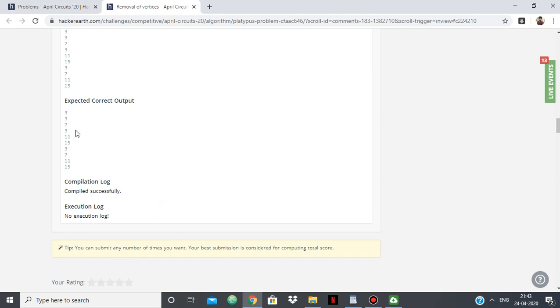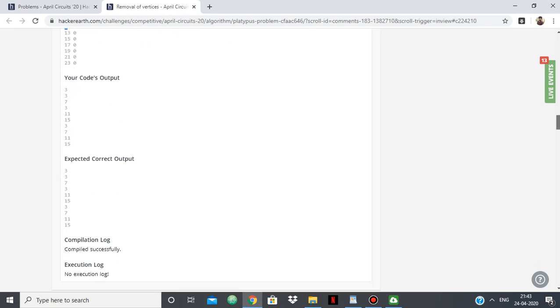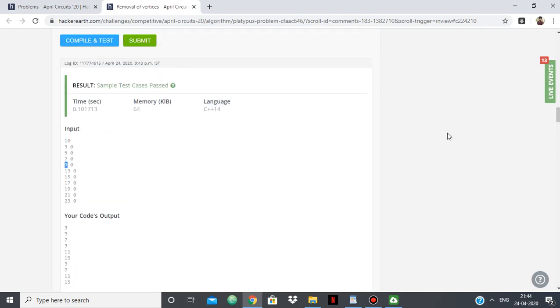So here it is starting from 3, and at every power of 2 plus 1. For example, 4 plus 1 is 5, it becomes 3 again. And 8 plus 1, 9, it becomes 3 again. Then again it follows the pattern 3, 7, 15 and like that.